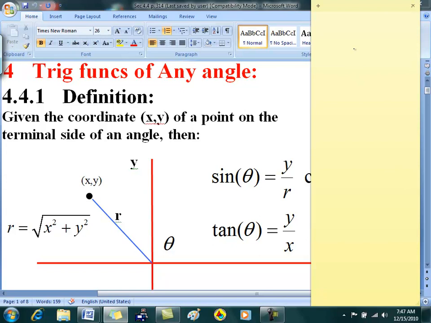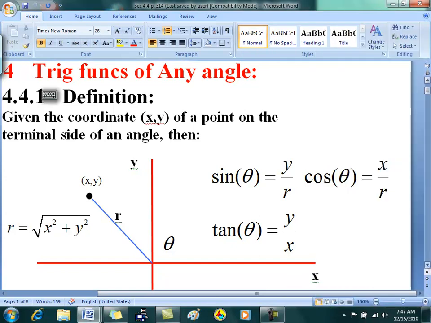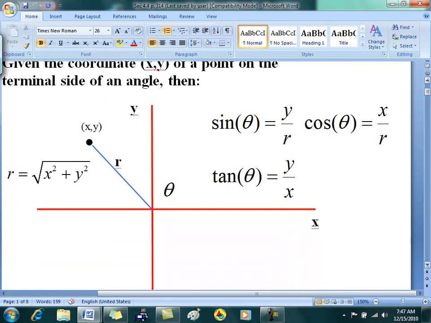Okay, so here's your x and y axis. So that's x, that's y, and the angle I'm talking about is this angle here. That's theta, and this point here is x comma y. Okay, everybody got that? So these three formulas that you see here for sine, cosine, and tangent are really important.